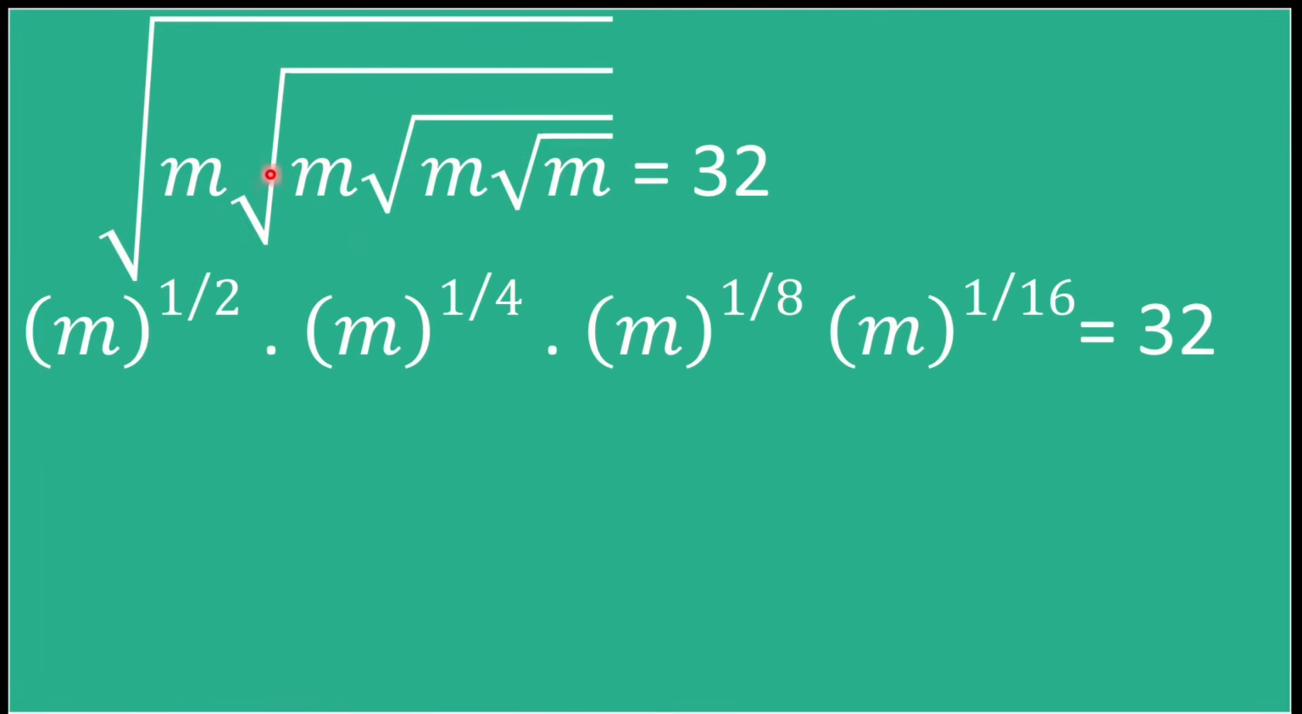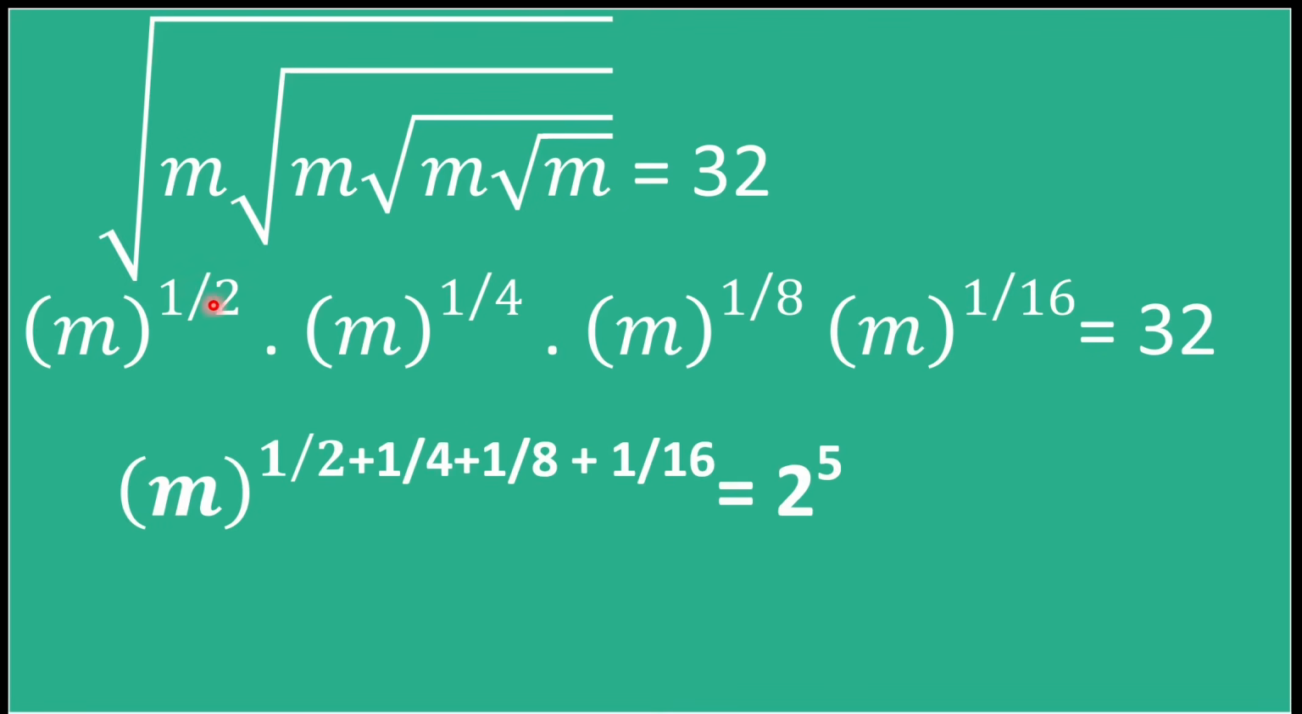So let's put these values in this question. Our question will become m power 1 divided by 2, here 1 divided by 4, here 1 divided by 8, and here 1 divided by 16, which is equal to 32. And now according to the exponent rule, if we have the same bases, then their powers will add. So now we will add all these powers. We will take one base common, that is m, and we will add 1 divided by 2 plus 1 divided by 4 plus 1 divided by 8 plus 1 divided by 16.